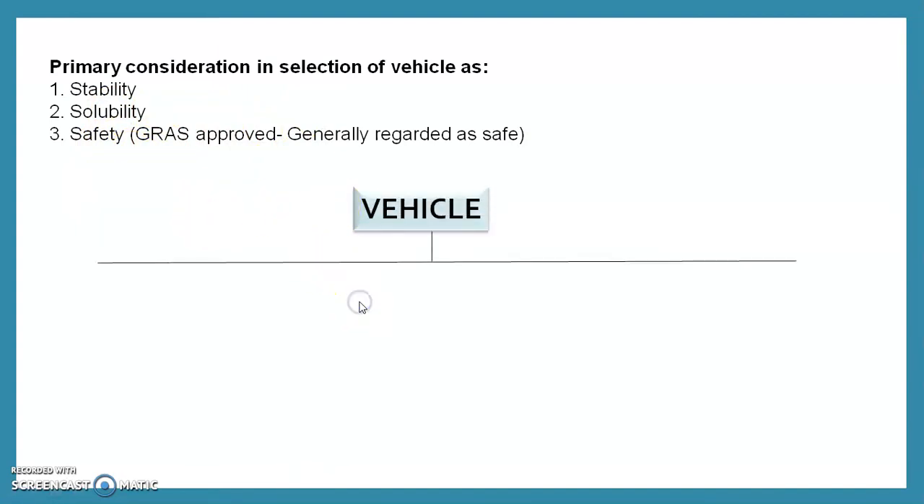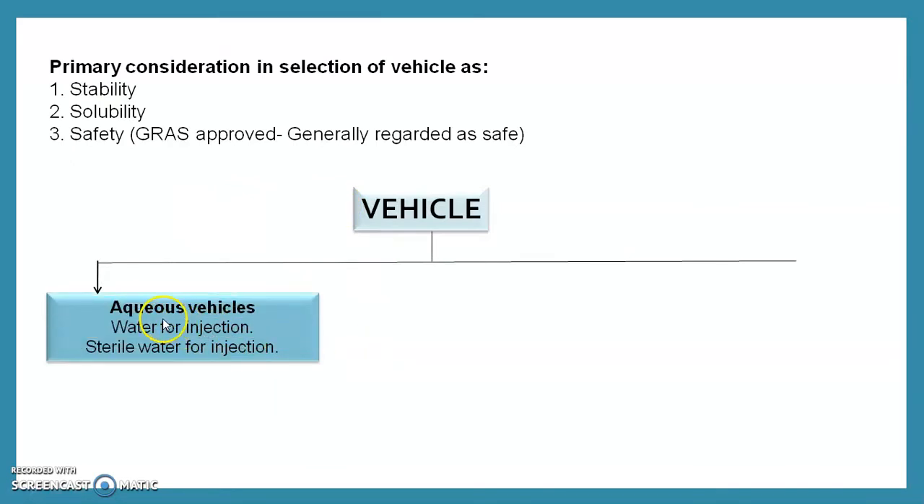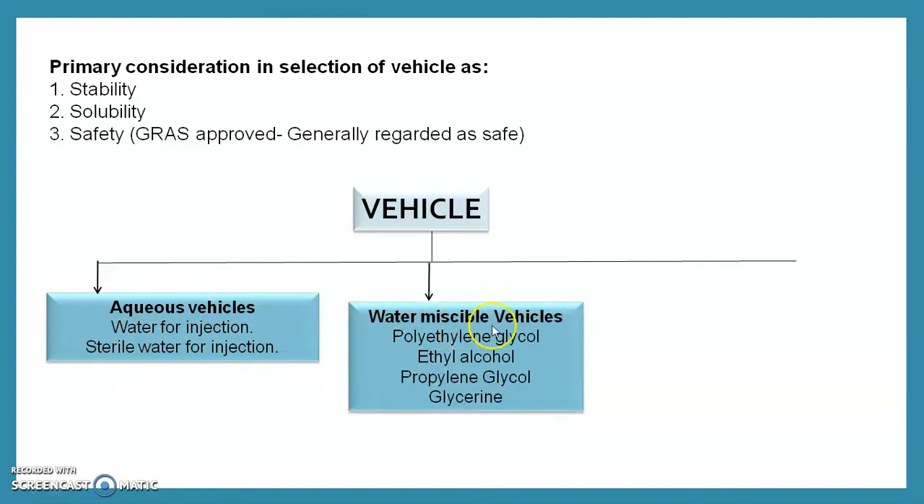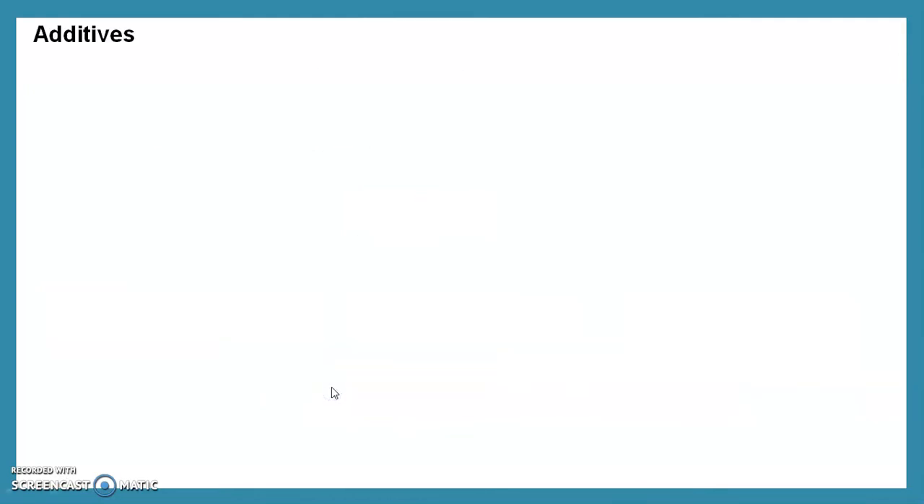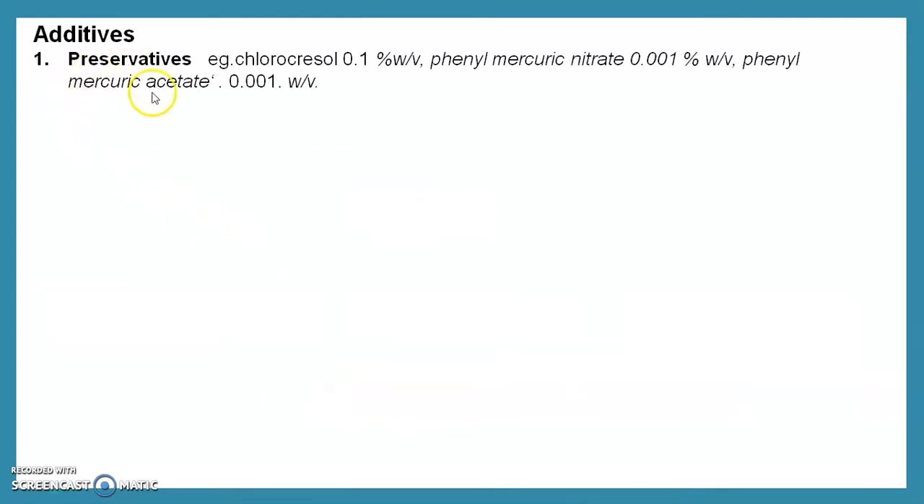Vehicles used in parenteral preparations are aqueous vehicles, for example water for injection and sterile water for injection. Then water miscible vehicles like polyethylene glycol, ethyl alcohol, propylene glycol and glycerine. Then non-aqueous vehicles such as fixed oils, corn oil, cottonseed oil, sesame oil and ethyl oleate are the vehicles used in parenteral preparations. Then we see the additives.